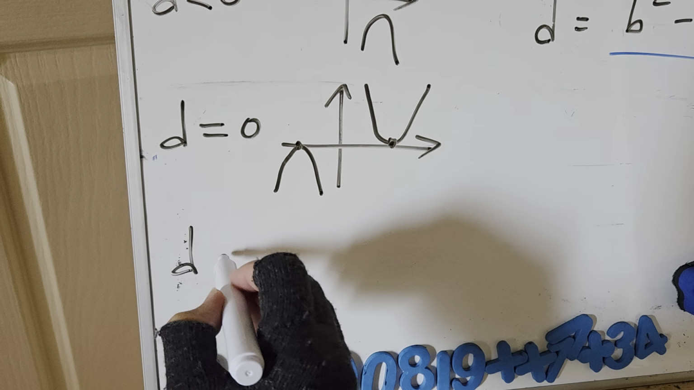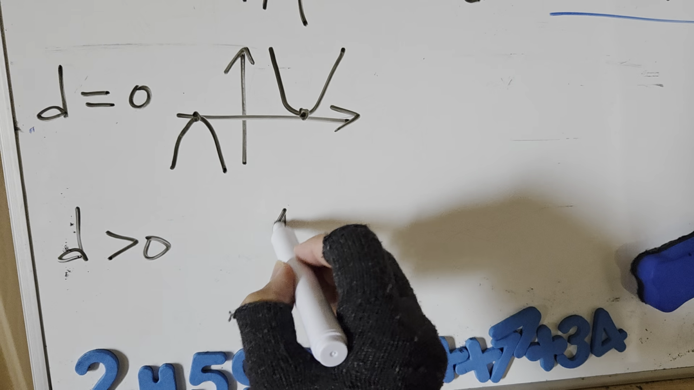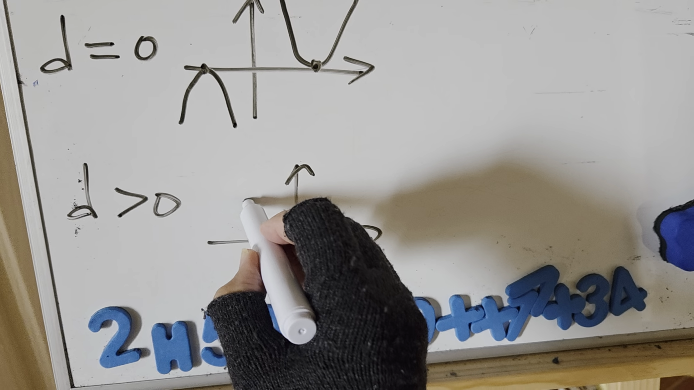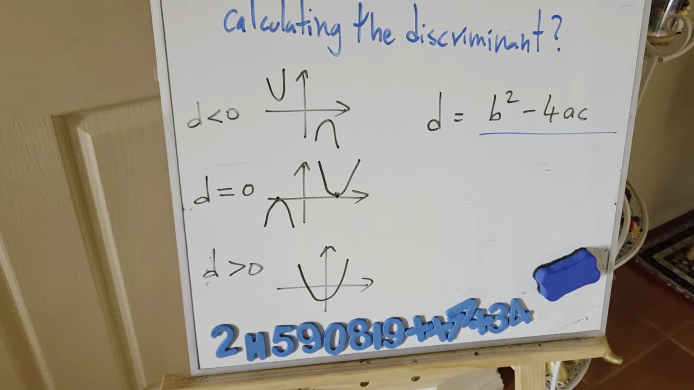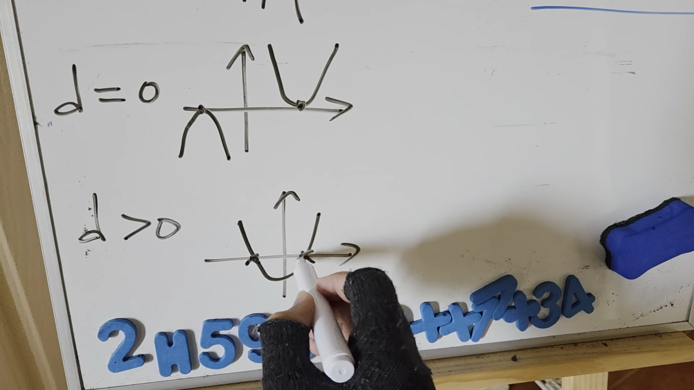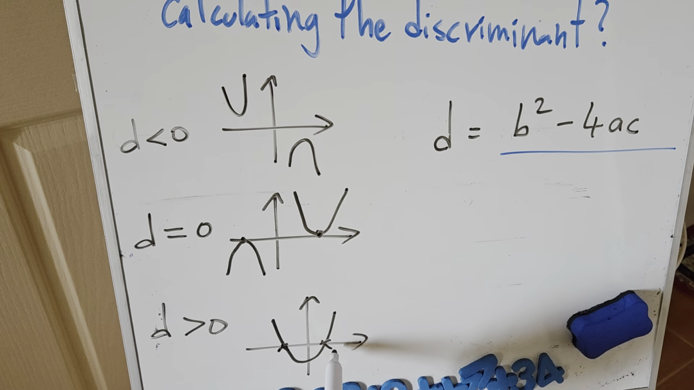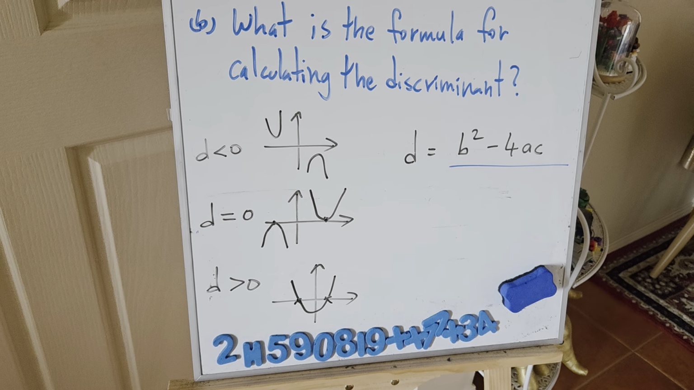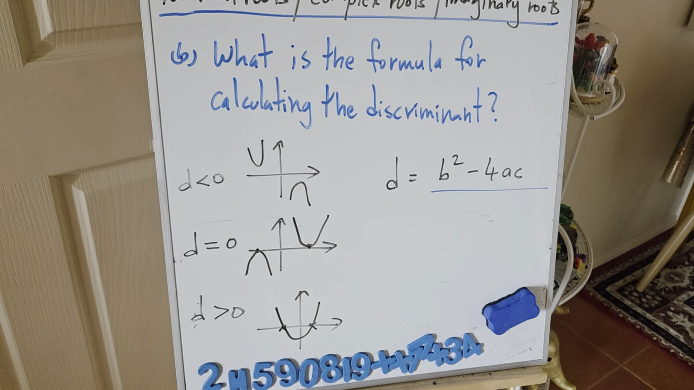If your discriminant is greater than 0, then you have got 2 real roots. That means that's a y-axis, that's the x-axis. So your graph will have 2 places where it crosses the x-axis, either positive or negative. So 2 real roots, 1 repeated root, no real roots. That's how we use the discriminant to determine what kind of roots the function is going to have.